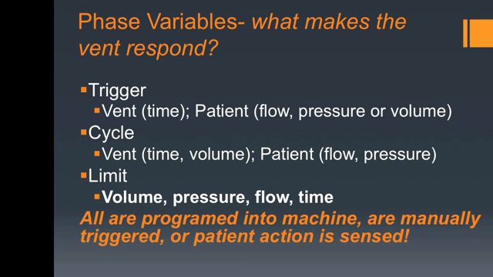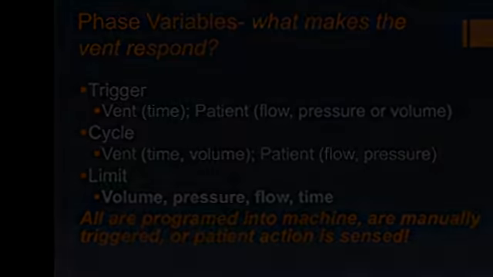All of these, volume, pressure, flow, and time, are programmed into the machine. They can be manually triggered with the actual nurse or respiratory therapist making the machine cycle, or the patient's actions are sensed, and that would cause the phase variable to change.